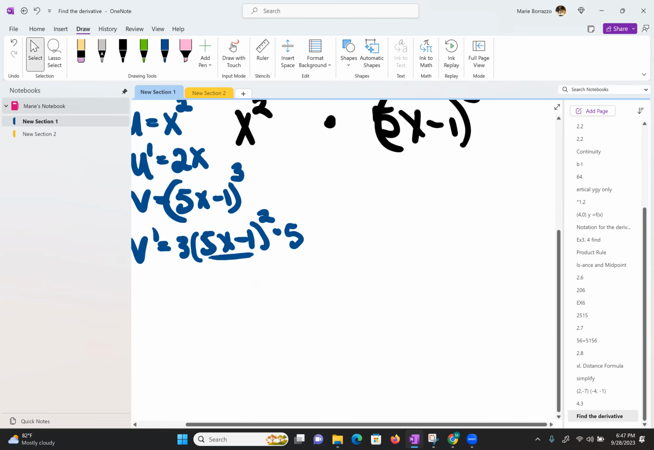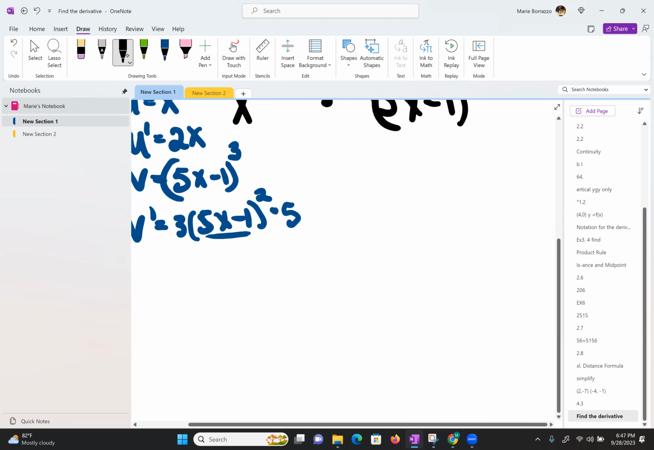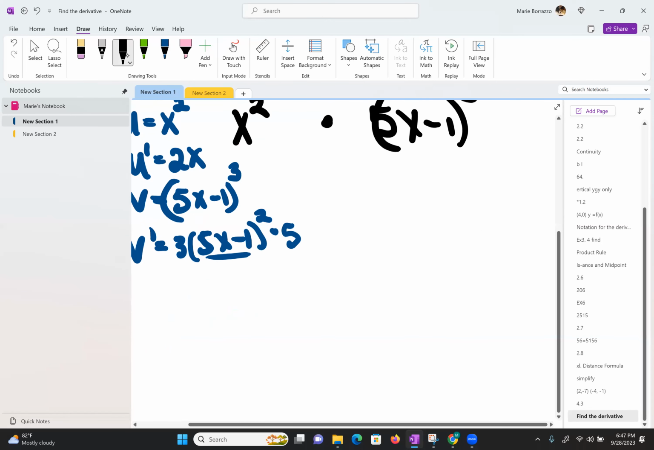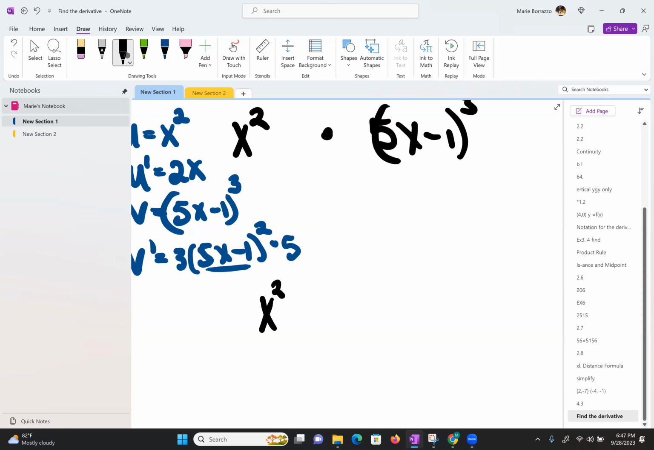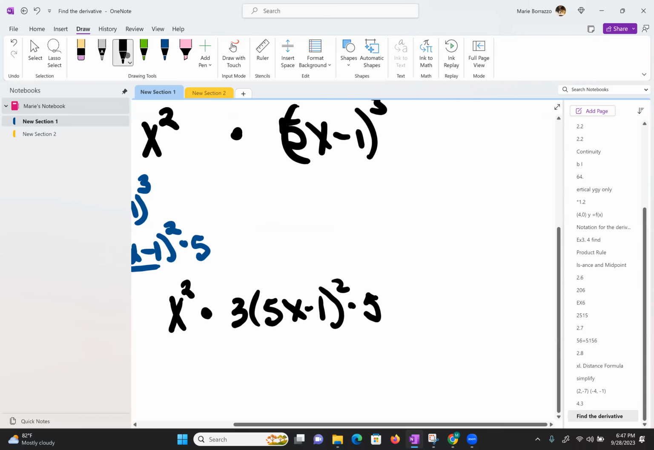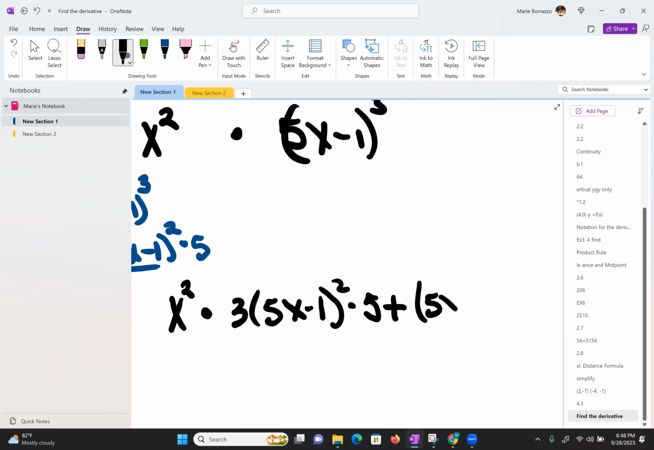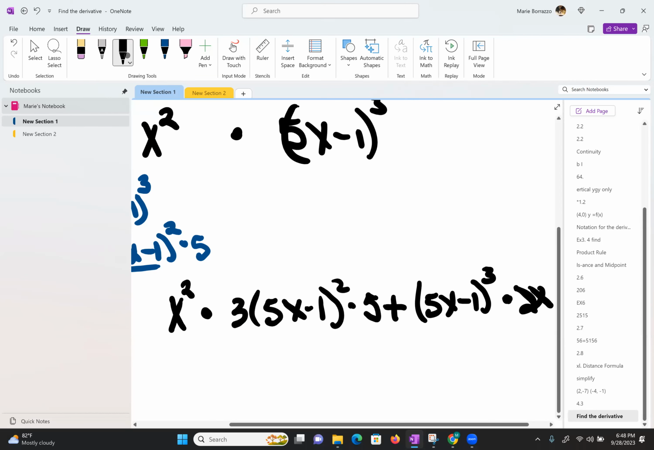Are you ready to implement the power rule? Yes. Okay, so I'm going to assume we're going to start with u of x, and this is going to be times 3 parentheses 5x minus 1 squared times 5. And according to this, this is plus the original 5x minus 1 cubed, and this is times 2x in this case. So far so good?